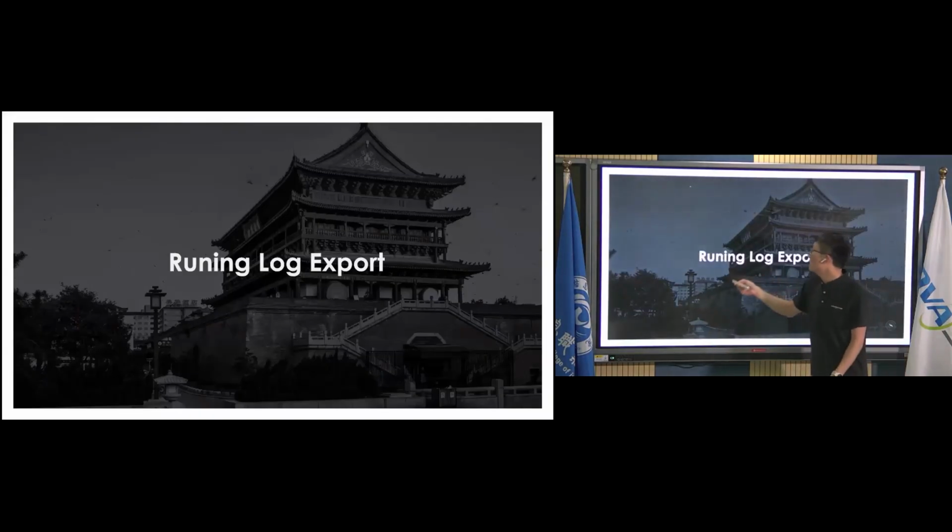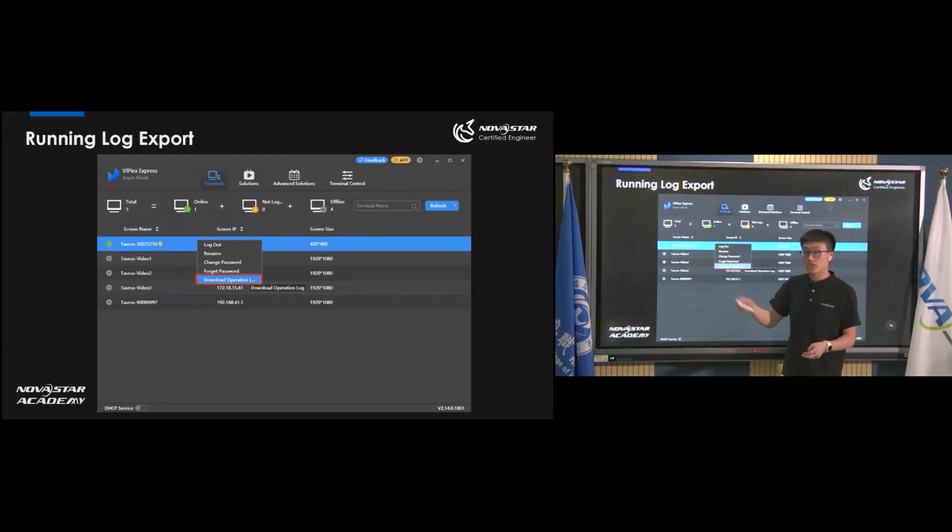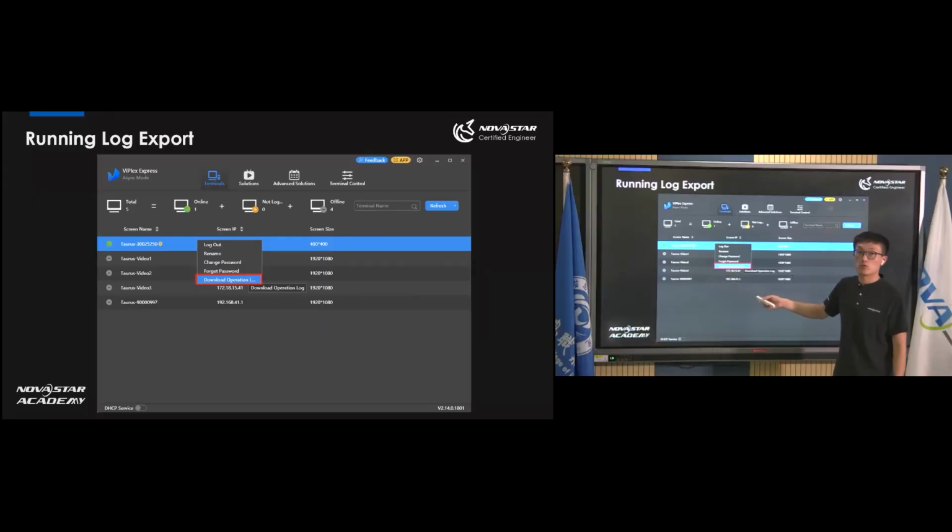And you can also export the running log. If your Taros box has some issue and you don't know why, you can download the operation log and send it to our FAE. With this log, our FAE will soon help you figure out the reason. This option is very important if the FAE asks you for the log.